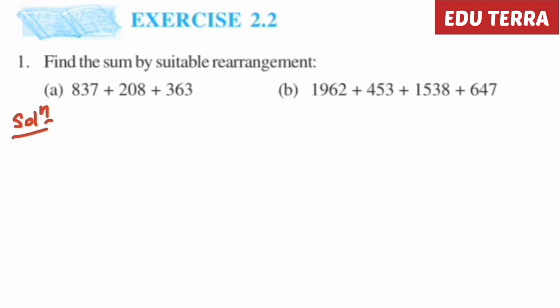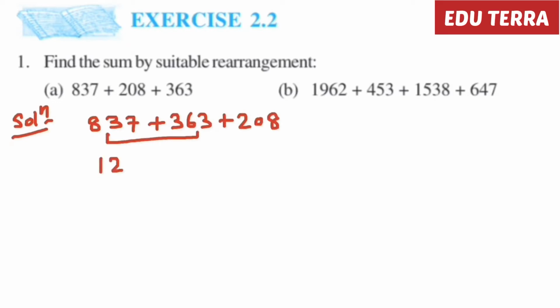So see, 7 and 8 is 15, it is not 0. 7 plus 3 is 10. Why are we taking 0? Because it is comparatively easy. Okay, it will be easy. So suitable rearrangement like that, 837 plus 363 plus 208, it will be 1200.